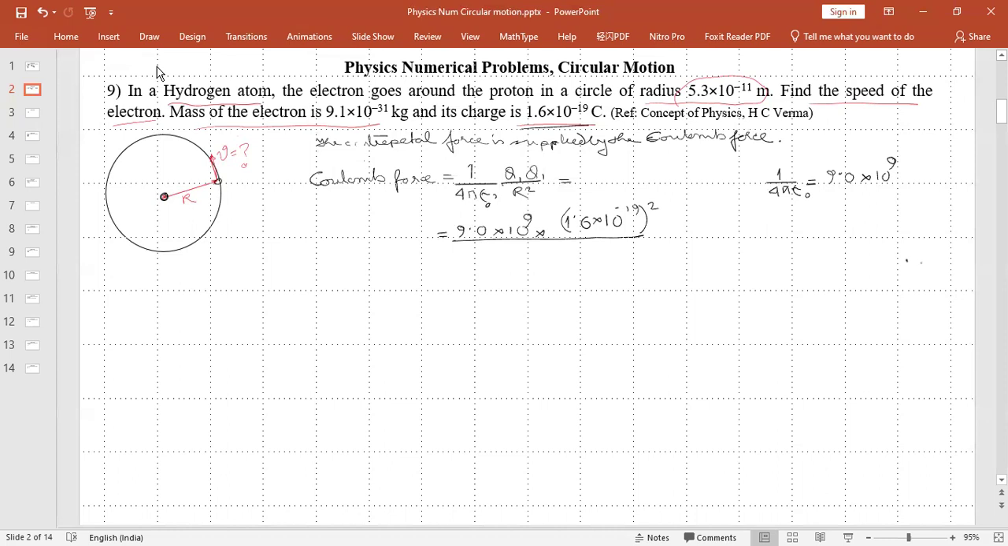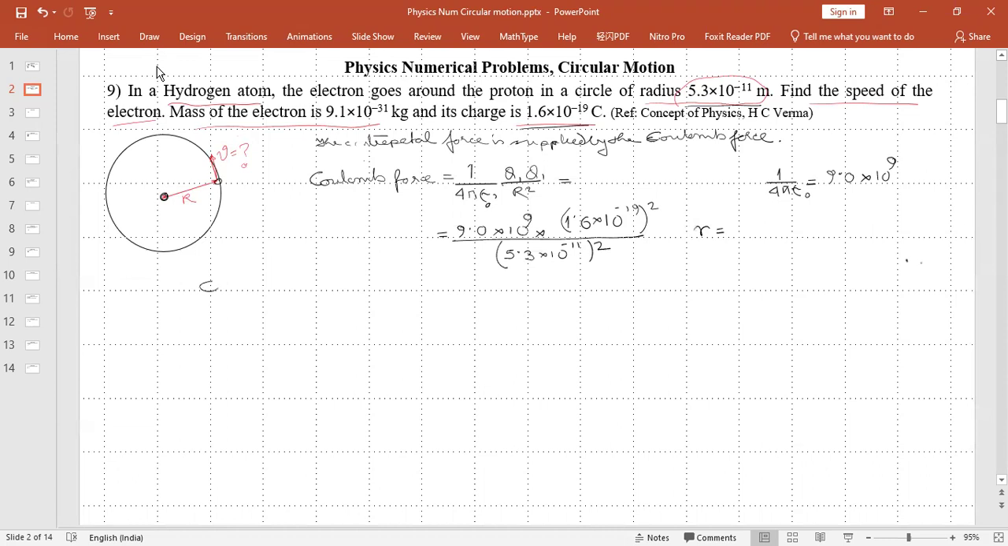R is given as the distance between them, which is 5.3 into 10 to the power minus 11 meter, and the whole squared, right? Now, this is so far as the Coulomb force.